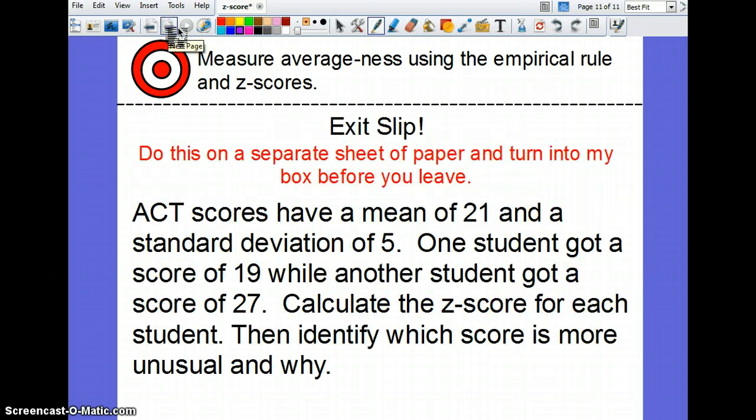All right, so at this time, please pull out a separate sheet of paper and do this exit slip. Once you're finished, turn it into my box. Remember, go back, watch anything that you would like to in order to figure this out, okay? Please make sure that you know how to calculate a z-score for a piece of data, okay? And have a wonderful day.